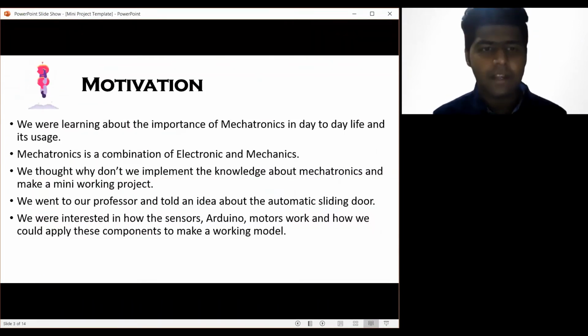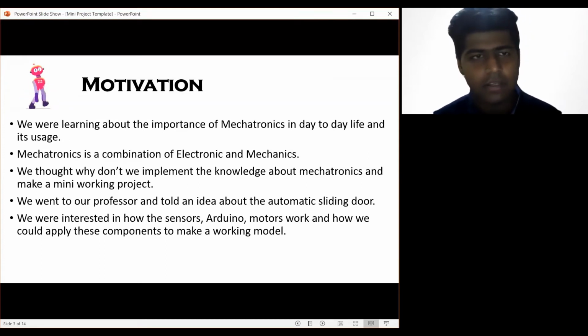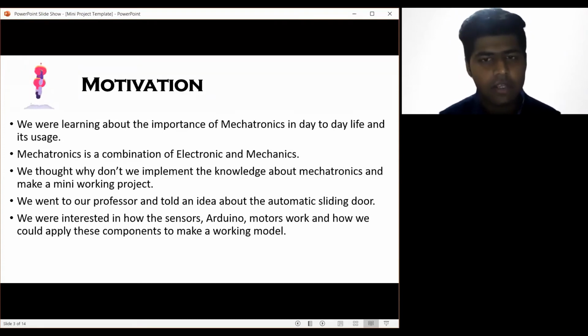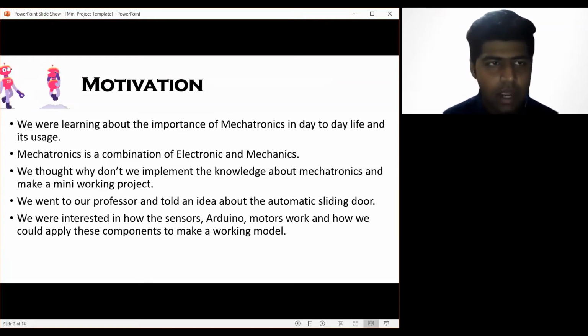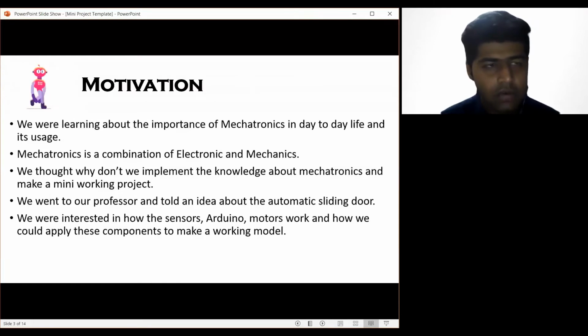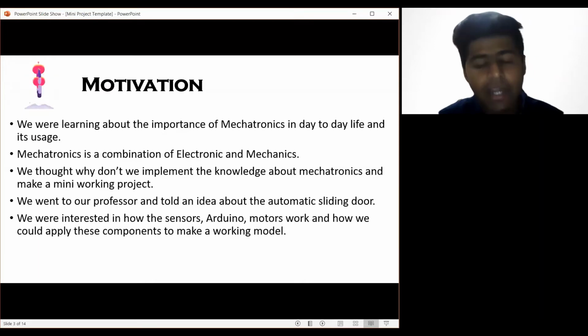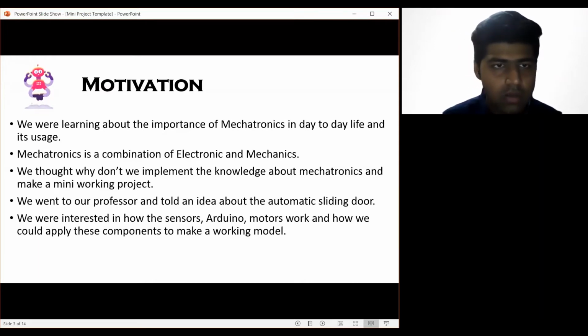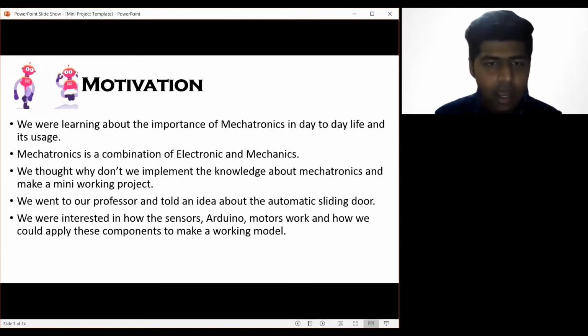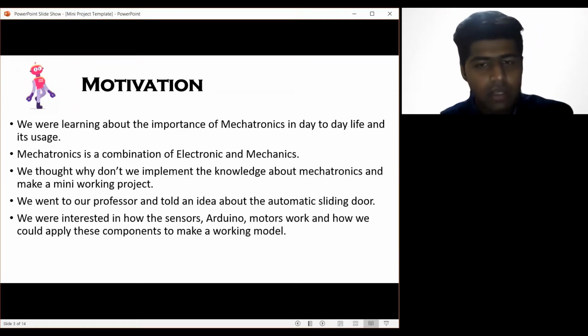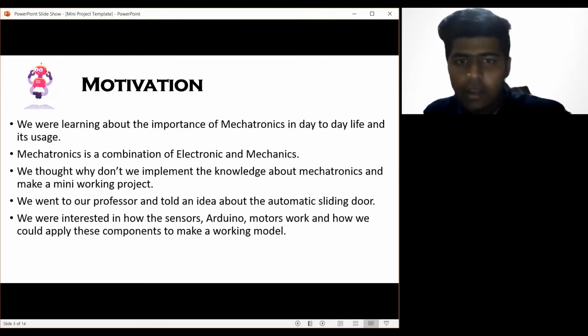The motivation behind this project was that we had a subject in college, Mechatronics, that is a combination of electronics and mechanics. So we wanted to implement the ideas of mechatronics and make a mini working model. We told our professor our idea about an automatic sliding door system. So we carried out this project, and we were quite interested in seeing how the sensors, Arduino and motor work and how we could apply these components to make a working model. Next slide.